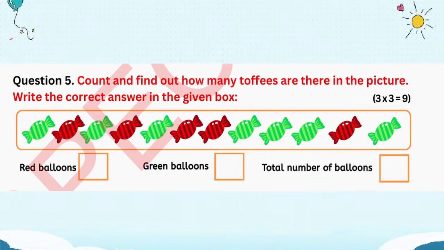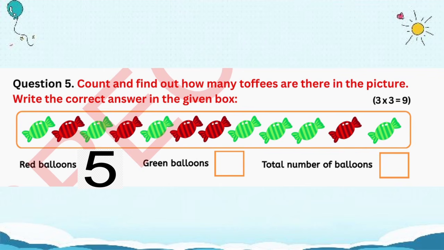Question 5. Count and find out how many toffees are there in the picture. Write the correct answer in the given box. First, let's count the red toffees. There are 5 red toffees. Next, let's count the green toffees. There are 7 green toffees. Finally, let's find the total number of toffees. 5 red plus 7 green equals 12 toffees in total.